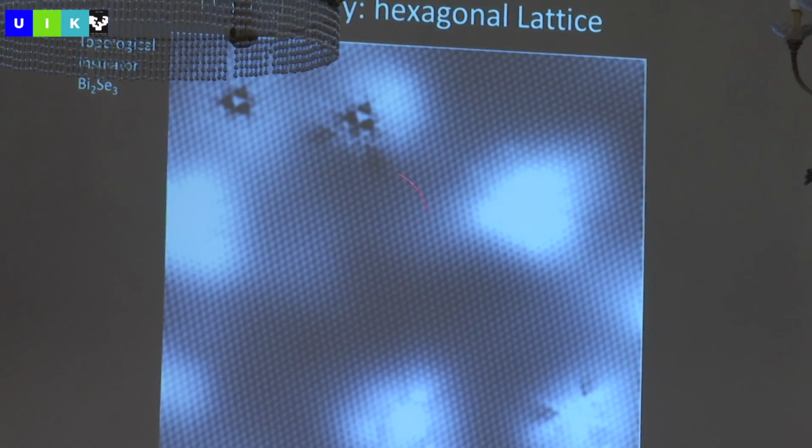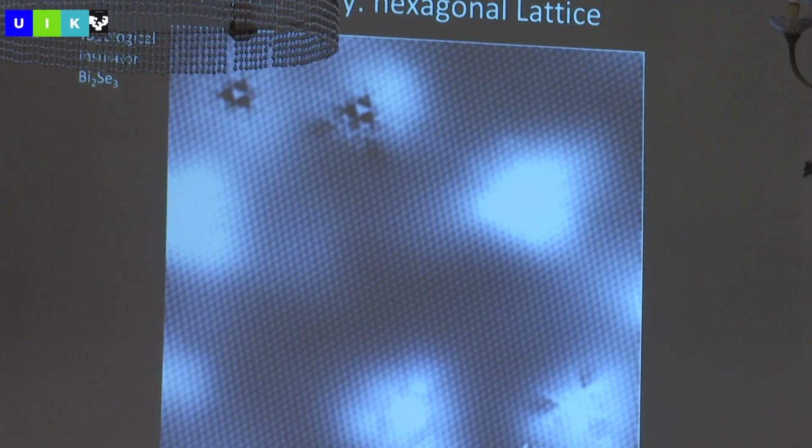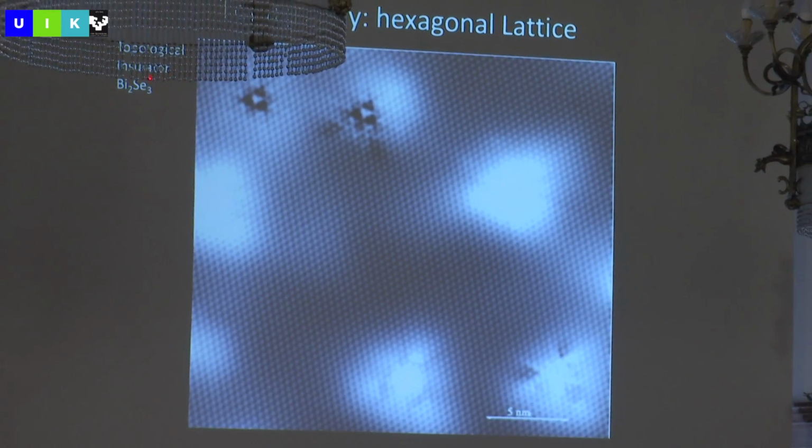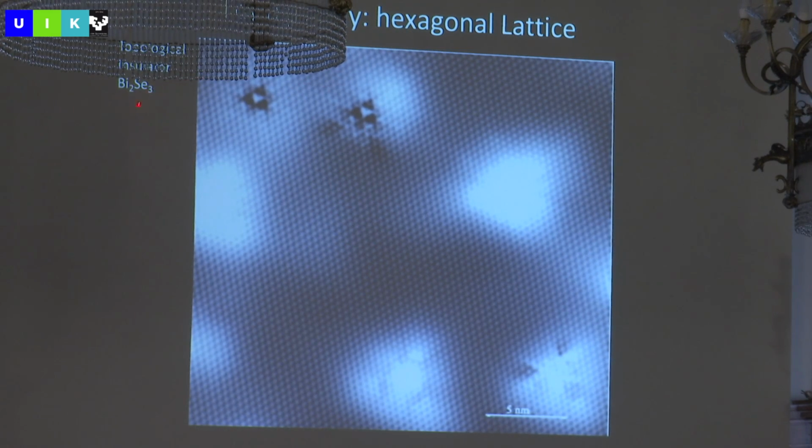So we use that exponential sensitivity to get images like this. This is actually the image of a topological insulator, bismuth selenide. You can see the hexagonal arrangement of atoms. These are selenium atoms. Each of these things that you see here, including these extremely bright, large dots, is a single impurity. So remember, on this scale, a single impurity would be the size of this little atom here, but each impurity has a large effect on the local density of states, and that's why it looks so big.